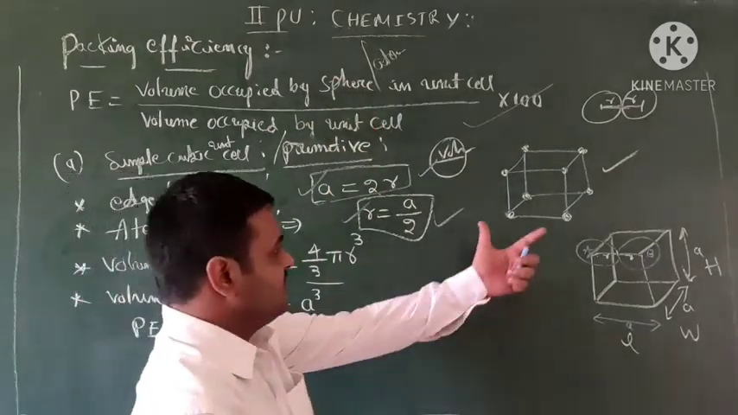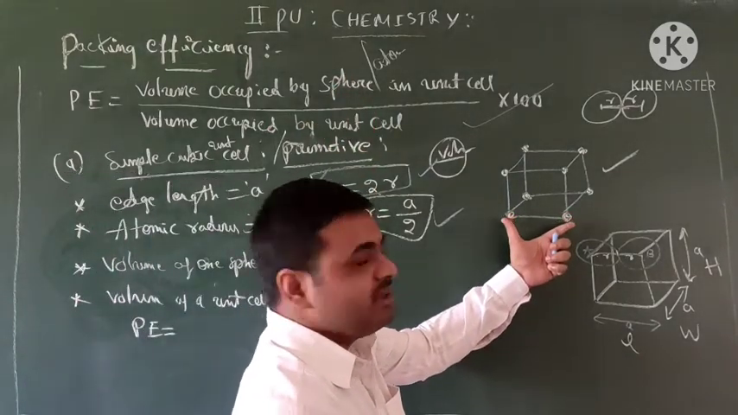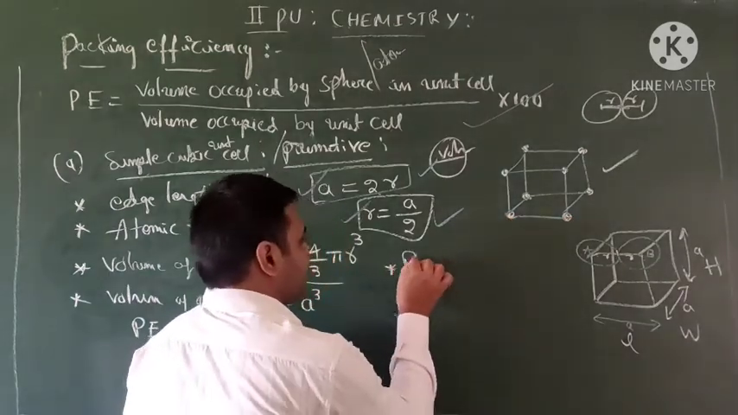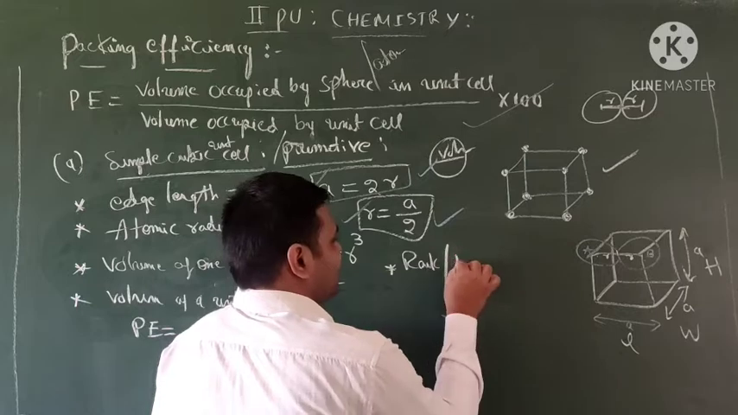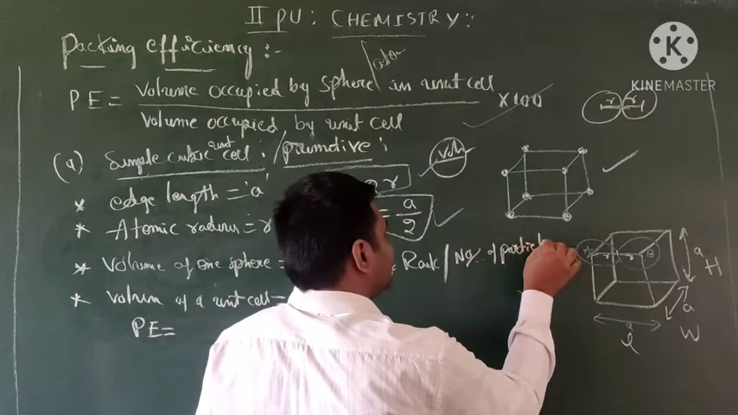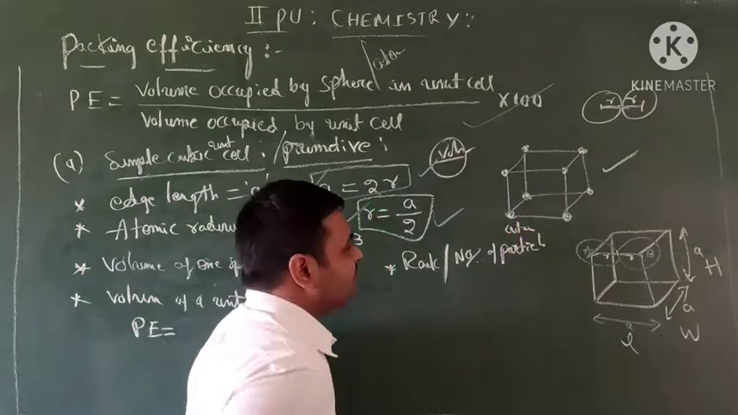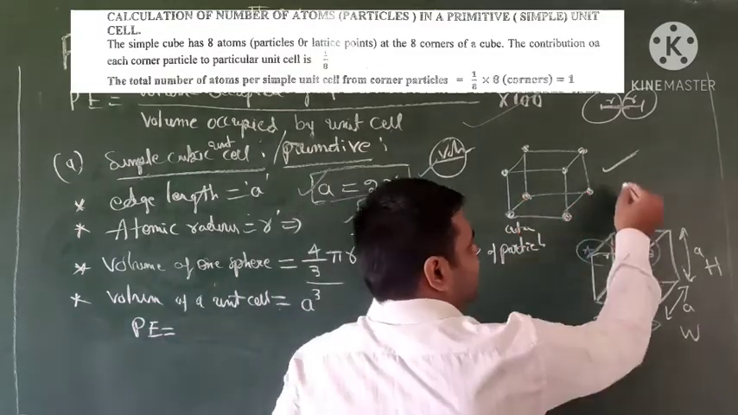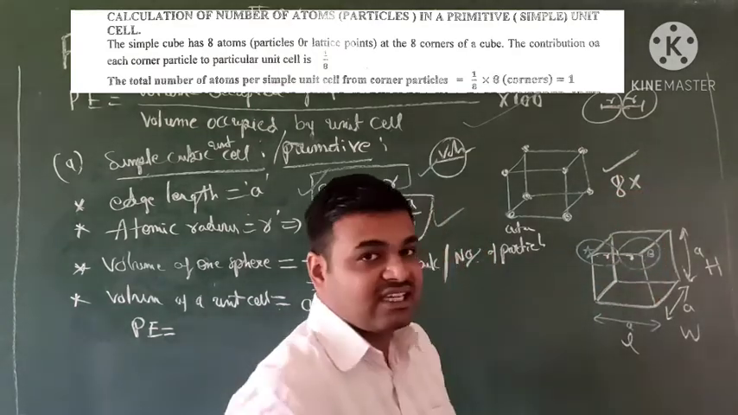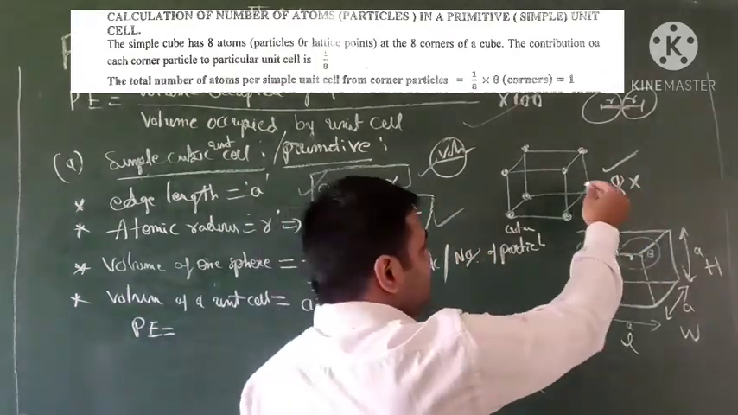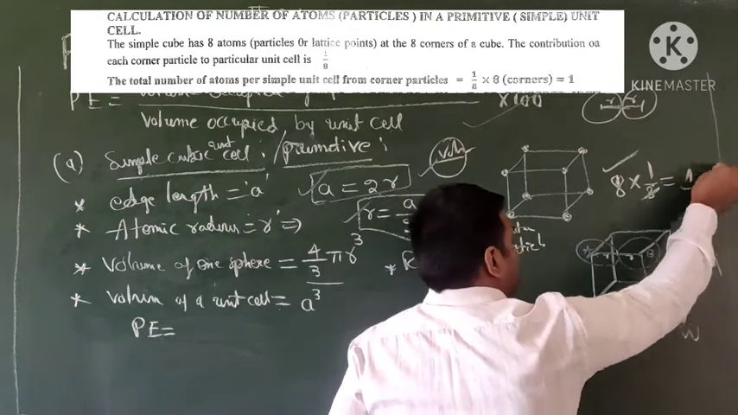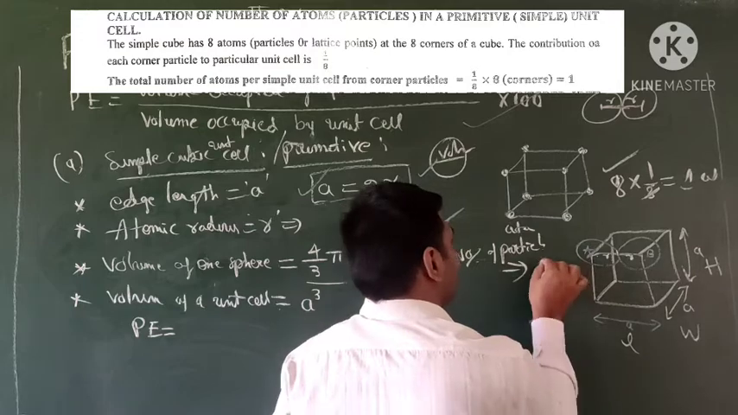Before going to that, in a primitive unit cell, how many particles or atoms are possible? There are 8 corners. Each corner contributes 1 by 8 portion in a unit cell, so that makes 1 atom. The number of atoms, the rank, is 1.